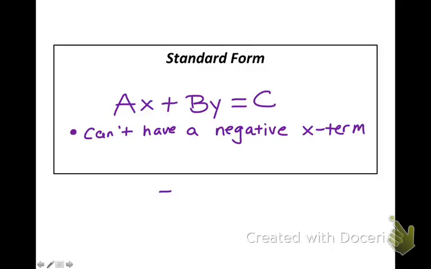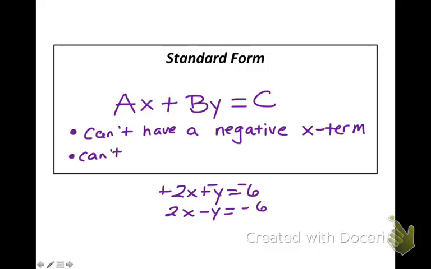So for example, if I had negative 2x plus y equals 6, what could I do to all those numbers so that my x term is no longer negative? Yeah, multiply by a negative 1, or just change all your signs. So that would turn into 2x minus y equals negative 6. So now my x term is positive. My y term can be negative, that's okay, but your x term cannot be negative. So you can't have a negative x term, and you also can't have fractions. So fractions are not our friends in this case. We want to get rid of them.